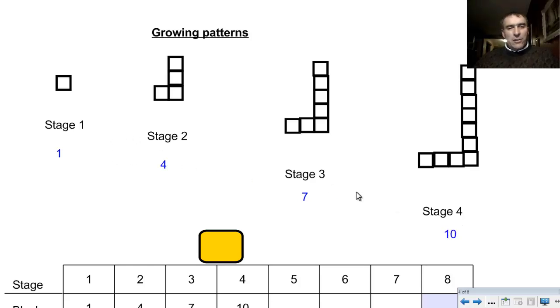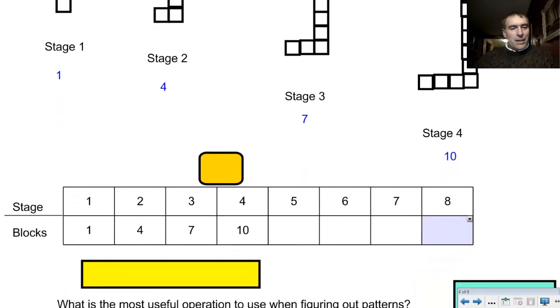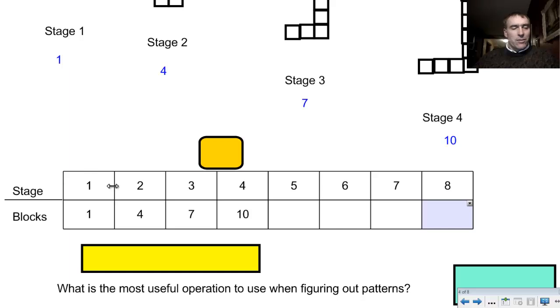Well, to figure out the pattern here, it's very helpful to put the numbers in a table. And so here's the table that we're going to use. We've got stage 1, 1 block, stage 2, 4 blocks, stage 3, 7 blocks, stage 4, 10 blocks. Well, now how do we figure out, just using the numbers, how many blocks will be in stage 5? Well, this is where we come to that crucial question that I left you with. What is the most useful operation to use when figuring out the patterns?